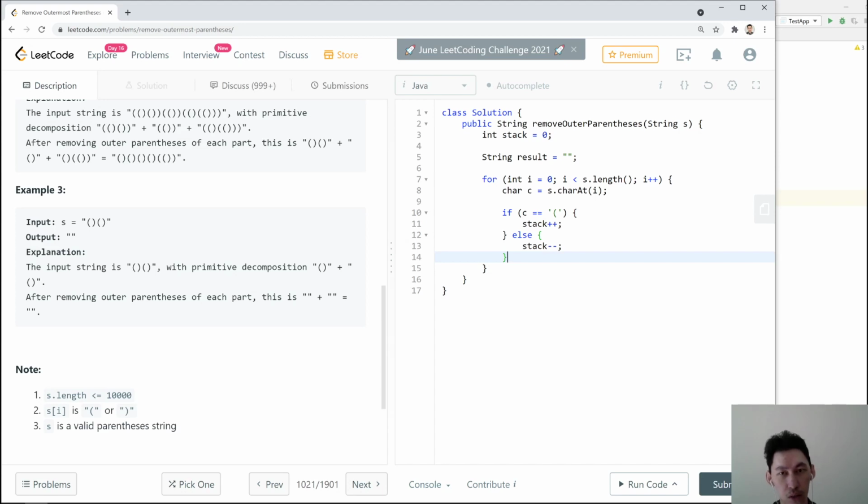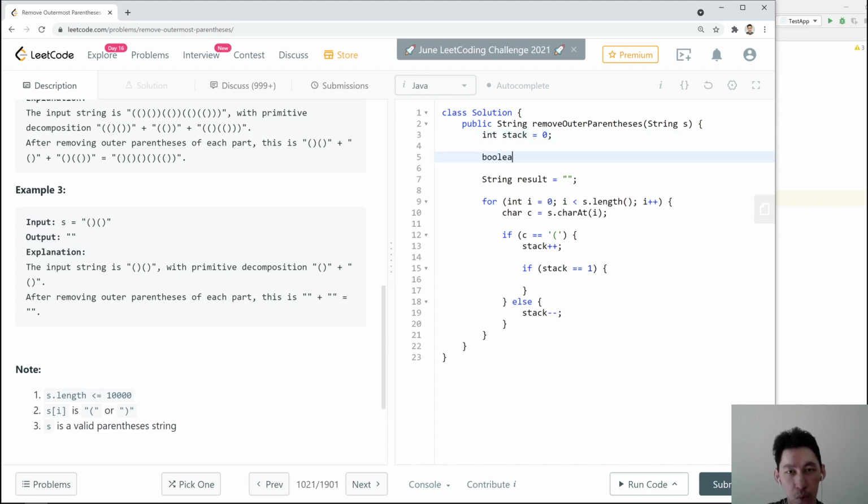So we don't include the first one. So if stack is 1, then we've just increased from 0. So we don't include that bit. We only include the things that are inside. So how about we keep track of that as well? Is including false. That becomes true.